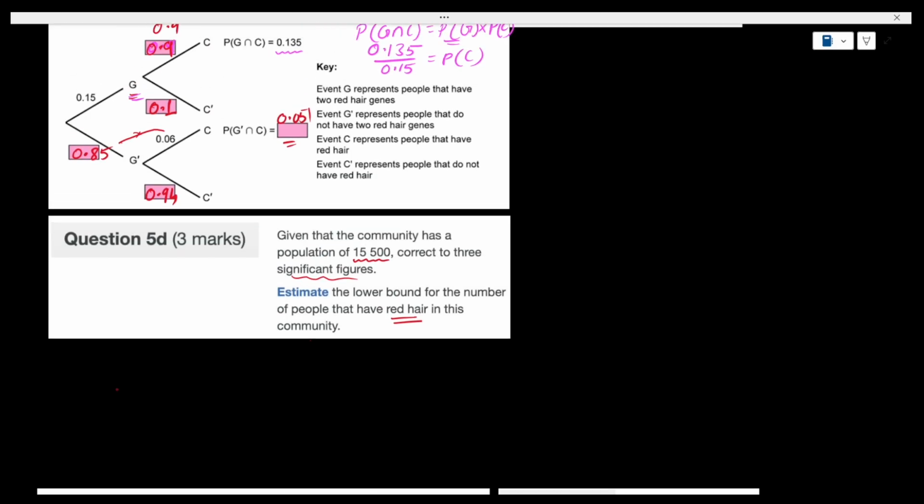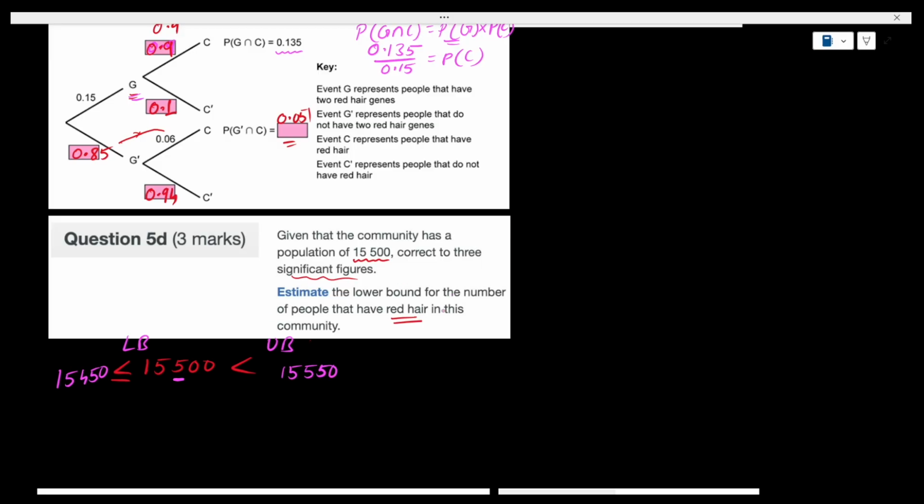The next question, question number 5D. Given that the community has population 15,500, correct to 3 significant figures, estimate the lower bound for the number of people that have red hair in this community. So first you need to find out what the upper and lower bound are. If I'm writing 15,500, the greater than or equal to, and this, because the left hand side value is going to be the lower bound, this side value will be the upper bound. Because it is to the nearest hundred, 3 significant figures, it will become 15,450 as the lower bound, and 15,550 is going to be the upper bound.